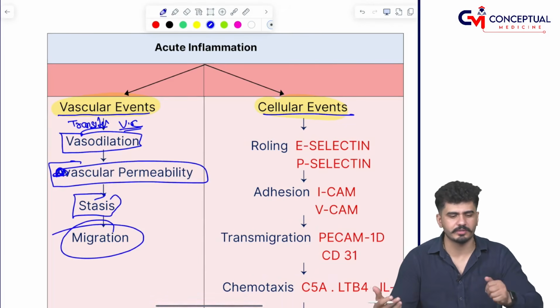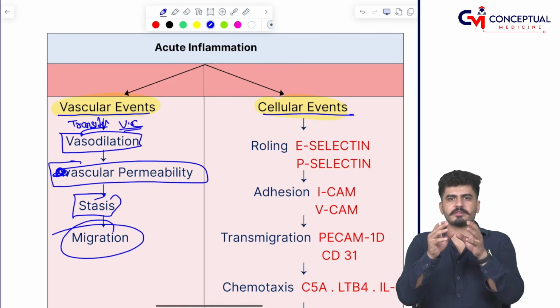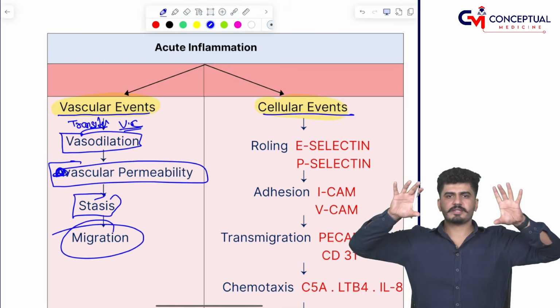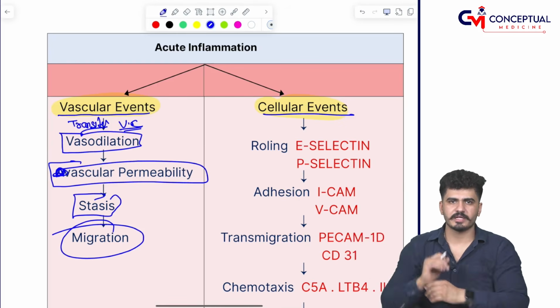Now let's talk about the cells. A simple logic: first transient vasoconstriction happened, after that vessels dilated, permeability increased, stasis occurred, and migration of cells started.